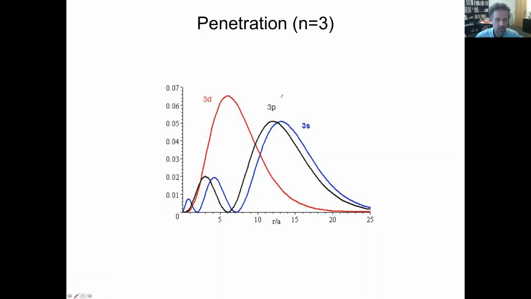You see here different wave functions in the n equals 3 state. The principal quantum number is 3. I have 3 possibilities, S, P, and D. And here are the radial distribution functions.